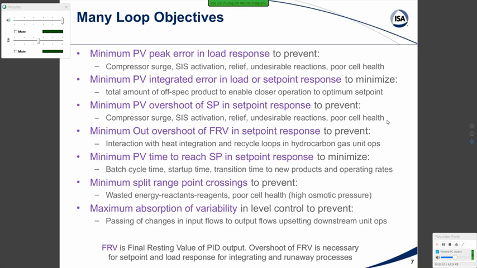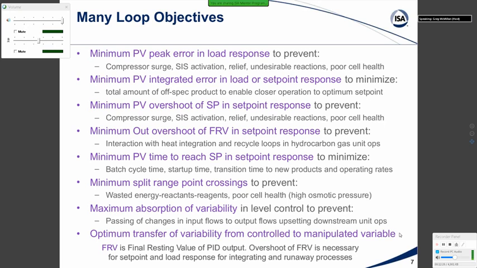And so it's upsetting them. So we want to maximize the absorption of variability in the level and minimize how much we move the valve that's being manipulated to control the level. And then to kind of generalize this, I look at this as optimizing the transfer of variability from control to manipulated variables.